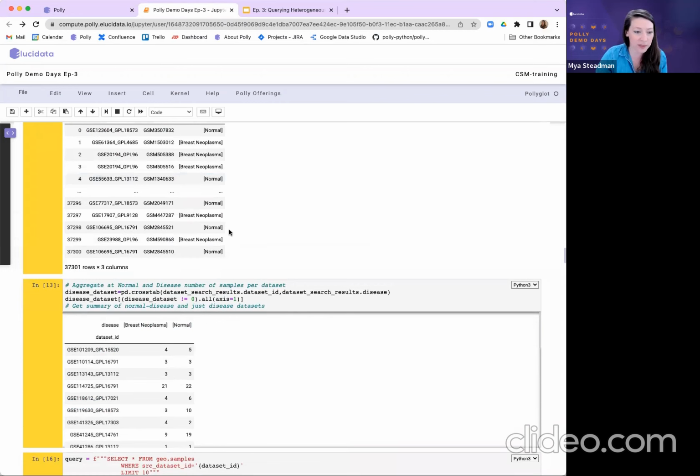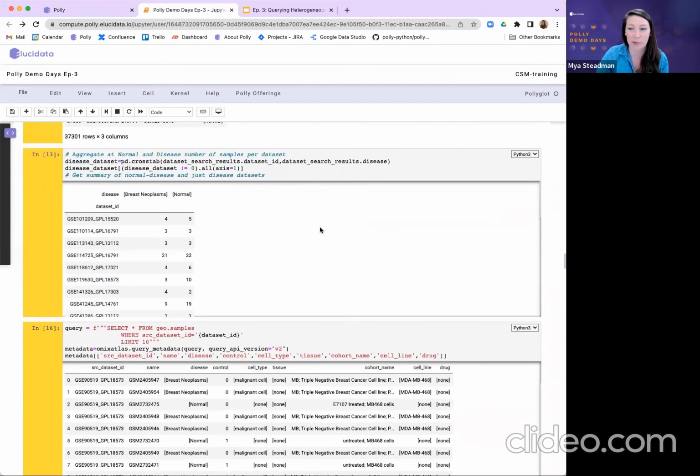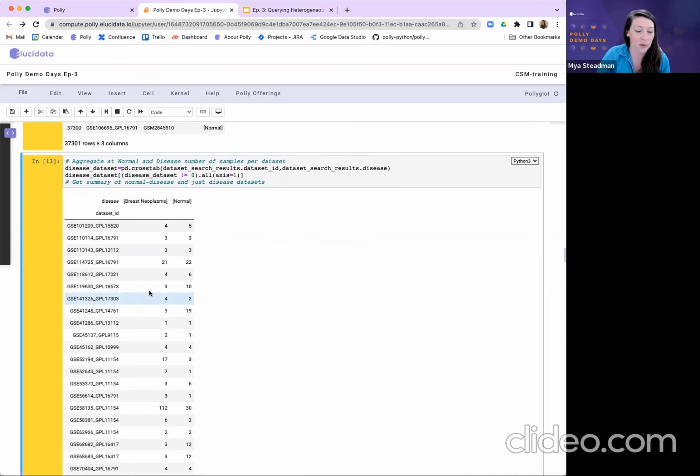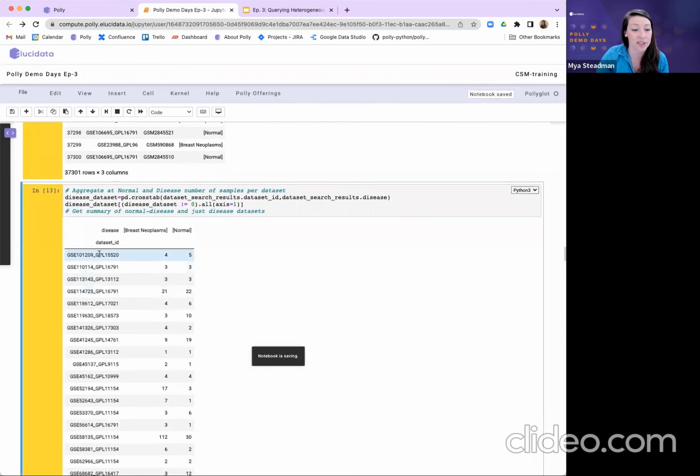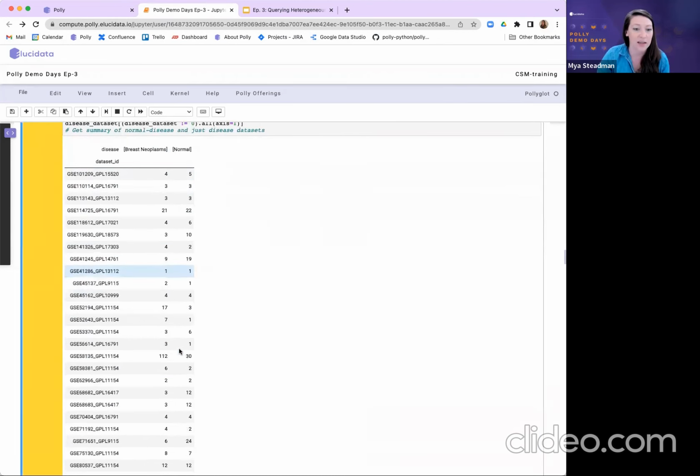And so this is great, but I still have 37,000 rows, which is a little bit clumsy. And so I want a more concise table. All I'm asking to do now is to aggregate that data into a table that's a little bit more readable. So I've aggregated it by the GEO dataset ID here, and then counted how many of the samples within that data set are breast versus normal.